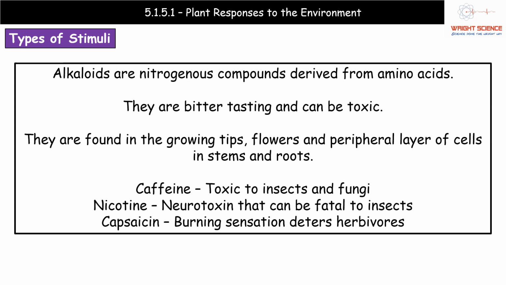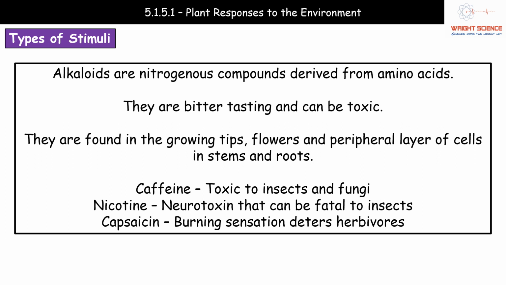Second type of chemical are the alkaloids. Now, alkaloids are nitrogenous compounds derived from amino acids. And again, they've got this bitter taste and they can be toxic to other living organisms. These ones tend to be found in the growing tips, in flowers, and in those peripheral layer of cells in stems and roots. And remember, peripheral is basically the edge.